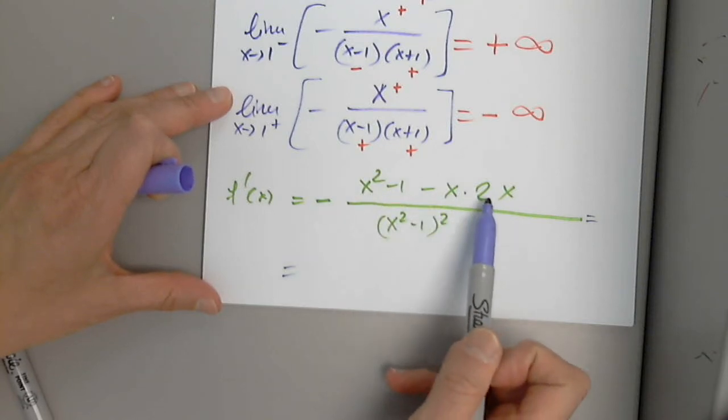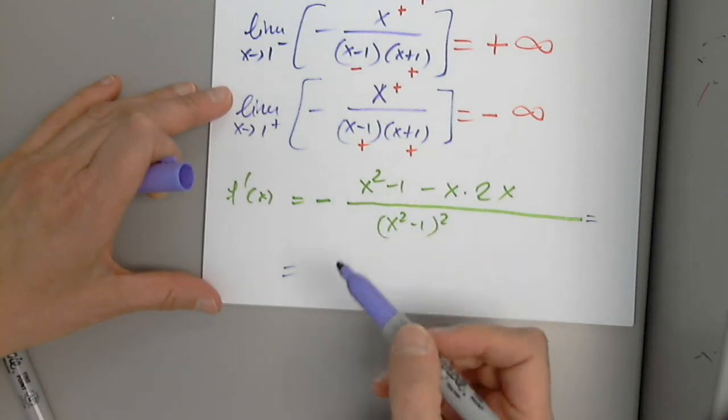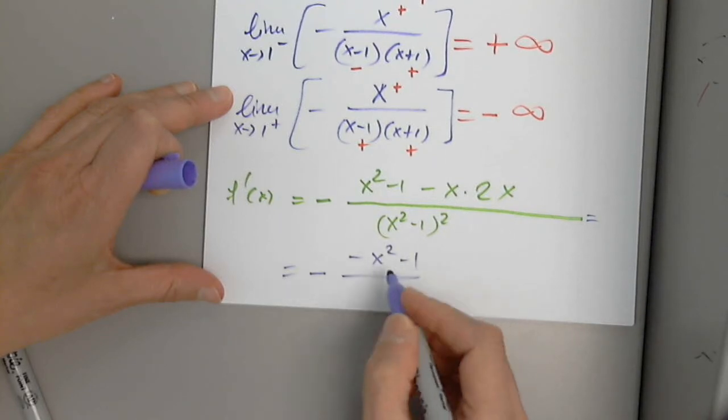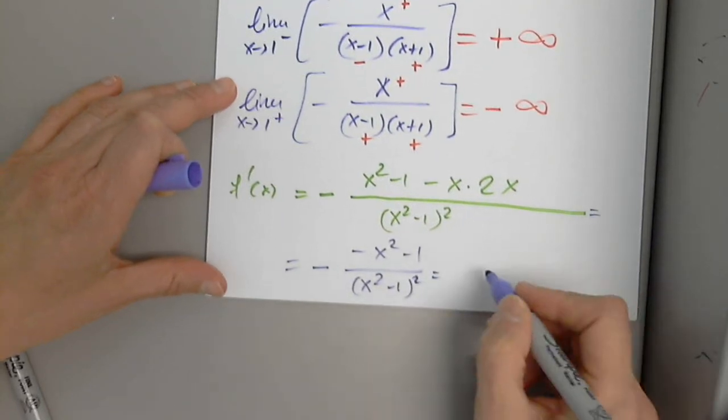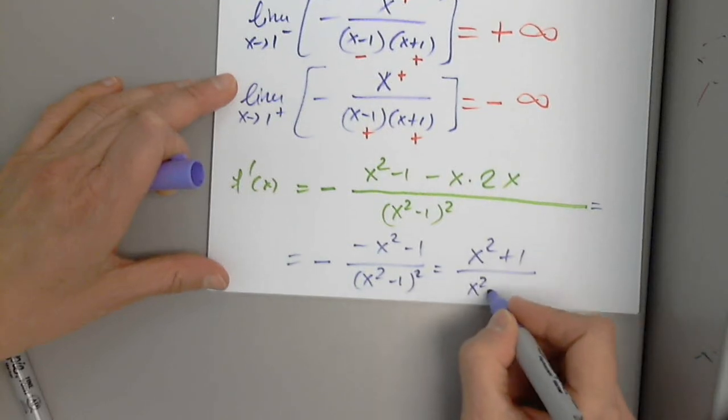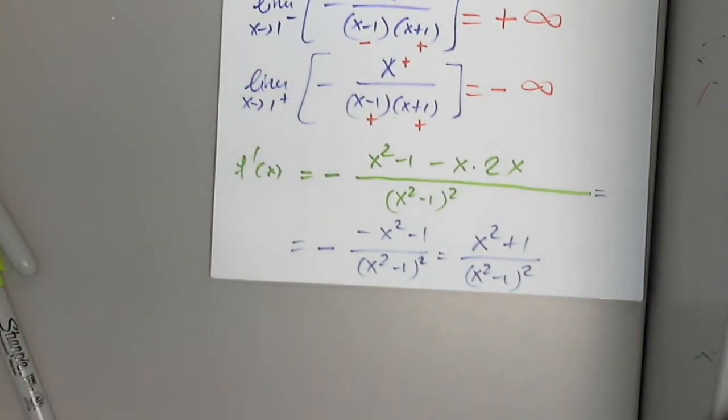So x squared minus 2x squared is negative x squared minus 1. Negative x squared minus 1 over x squared minus 1 squared, but this changes into x squared plus 1 over x squared minus 1 squared, which is awesome. Why? Because it's always positive, and it's never 0. No critical numbers. If the function doesn't have critical numbers, you will definitely not have max or min.